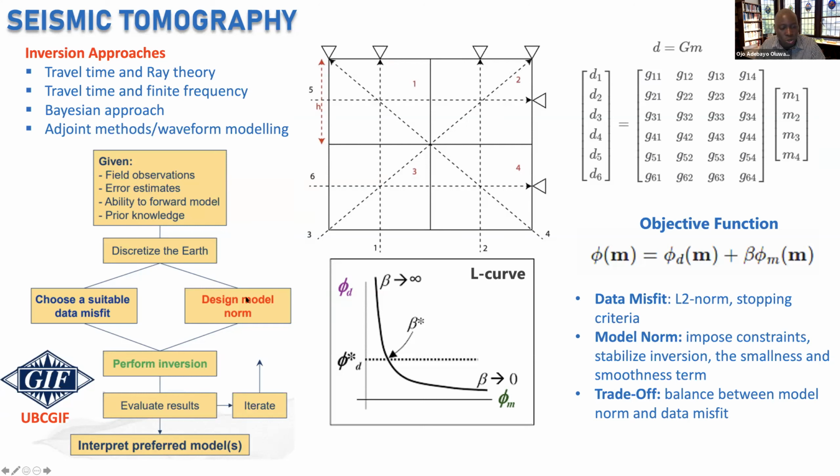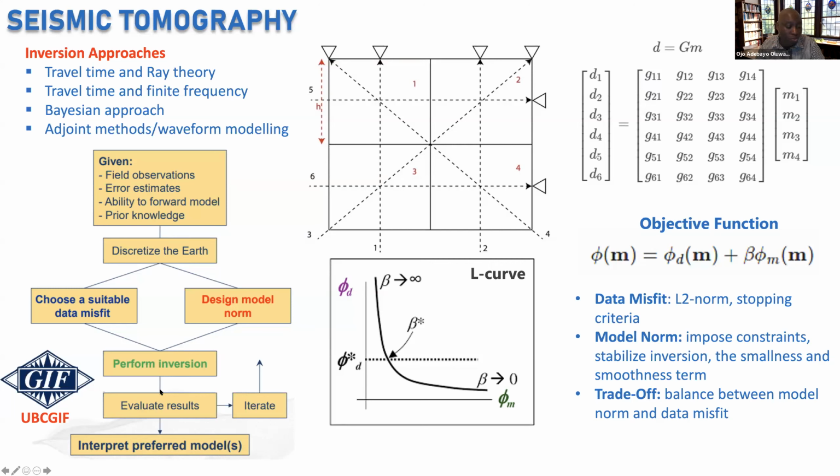And then you also design a model norm, because in geophysical inversion, you don't just want to fit the data set, you also want to put some constraint that you know on the model, because this geophysical data inversion is non-unique. You will have different models that will provide a good fit to your data set. And how do you determine what a model is good, that is plausible? You have to design a model norm where you incorporate some constraint on your model.